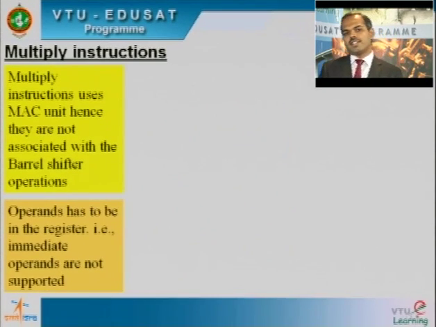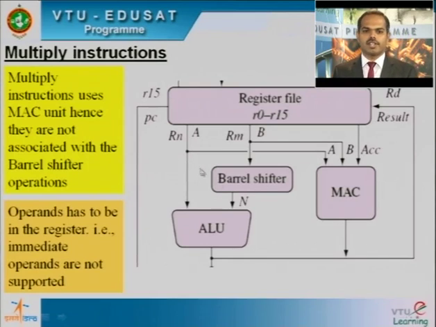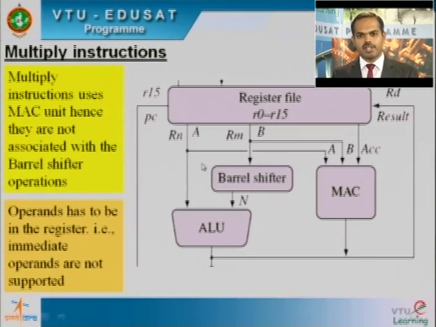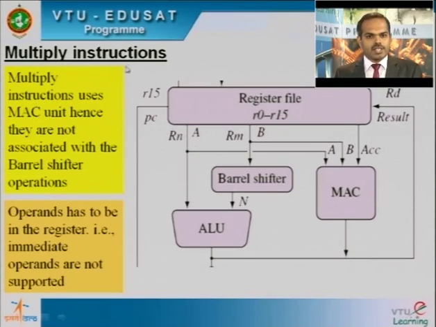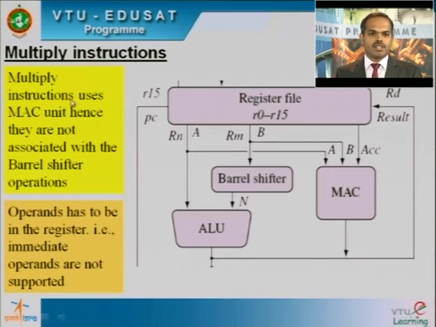Now the next set of instructions is the multiply instructions. There are two very important points that we need to understand before going to them. First, multiply instructions are executed with the help of the MAC unit, the multiply and accumulate unit. They are not executed with the help of the ALU, so the barrel shifter will not come into the picture. That's what this first statement says: multiply instructions use the MAC unit, hence they are not associated with the barrel shifter operation. Hope this is clear. The diagram makes it clearer.